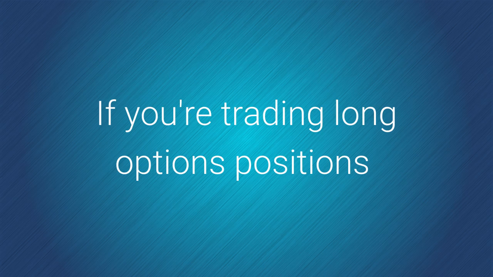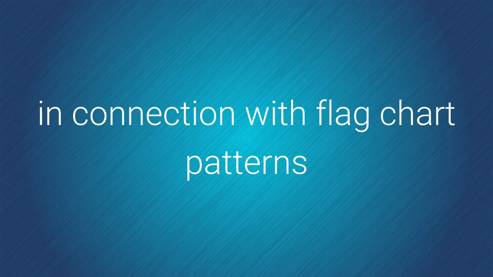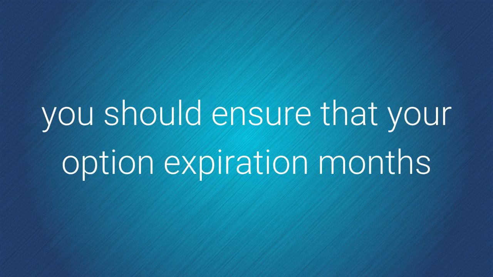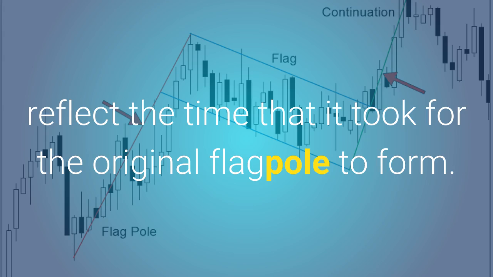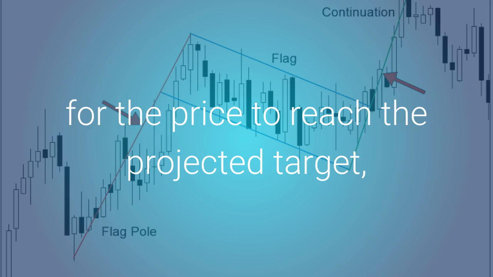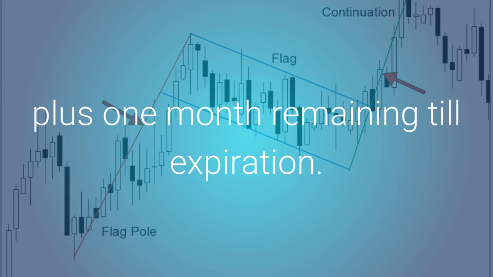If you're trading long options positions in connection with flag chart patterns and want to achieve maximum benefit, you should ensure that your option expiration months reflect the time that it took for the original flagpole to form. You should allow the same time that it took for the flagpole to form for the price to reach the projected target, plus 1 month remaining until expiration.